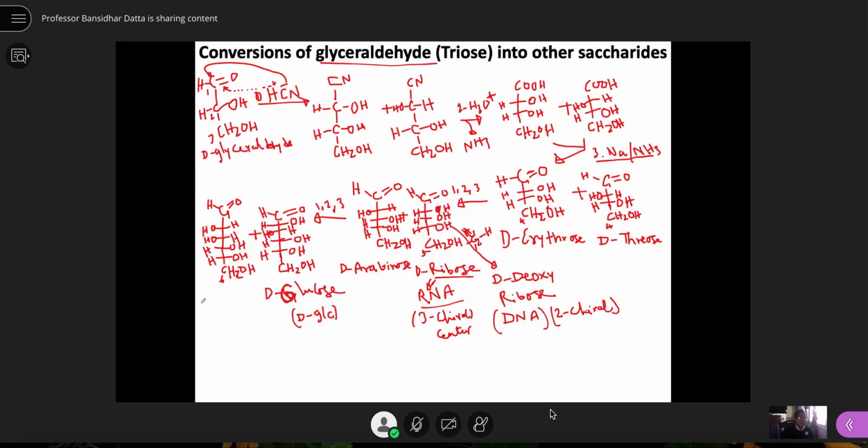And the other one is D-mannose, M-A-N-N-O-S-E. Mannose. Does D-mannose have 2 hydroxyl groups on the left side? Yeah, absolutely. And glucose is alternating: hydroxyl group on the left, hydroxyl group on the right. It's alternating. Why is that?